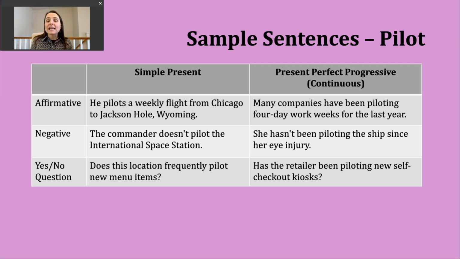Lastly, if you want to make a yes or no question in the present perfect progressive, start with have or has, whichever form matches your subject. Subject comes next. Then we have our participle been, then the ing form of the verb. Another example, has the retailer been piloting new self-checkout kiosks? Okay, again, so this idea of testing something out to see if it sort of works well, and they want to use it at all of their locations.